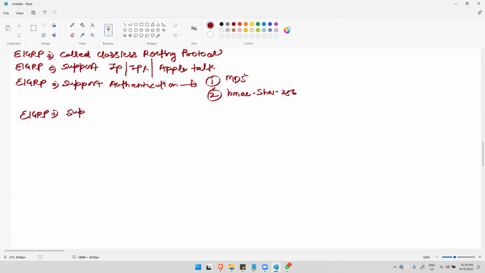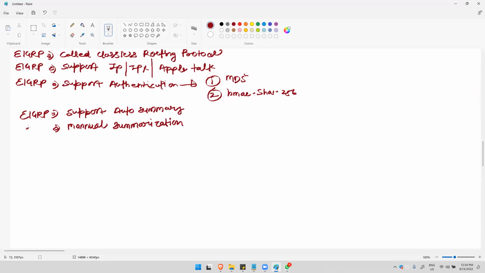Now, EIGRP supports auto summary or which other task? Manual summarization. Clear? Auto summary and manual summarization.